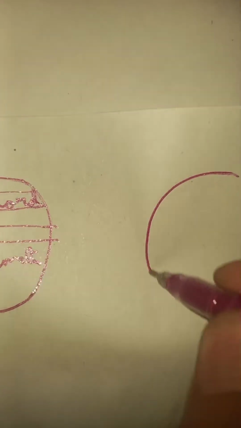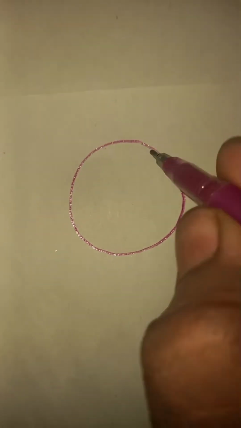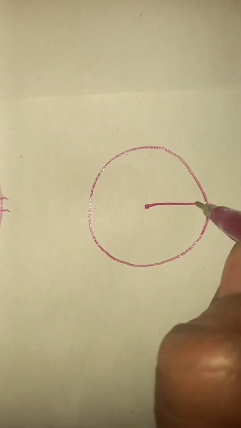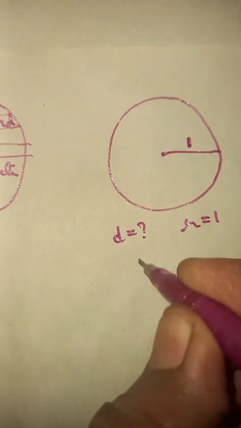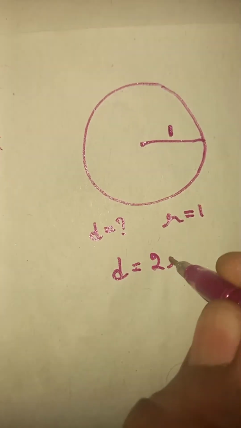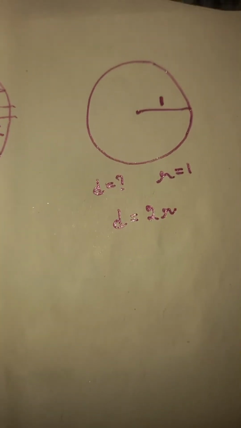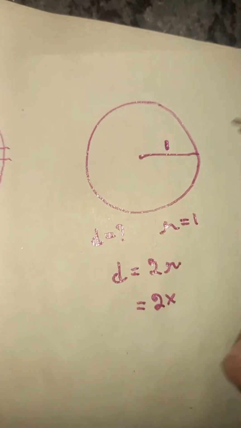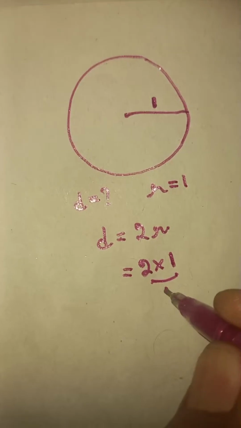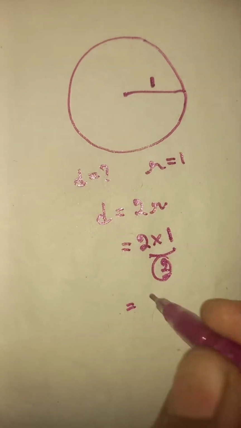Now let's do problems by taking just the radius of the circle. If you take this circle, they have given the radius of the circle as 1 unit. Now you need to find out what's the diameter. Diameter means 2 times the radius. Here 2 times the radius, which is 1 unit, so 2 times 1 becomes 2. 2 units is the diameter of the circle.